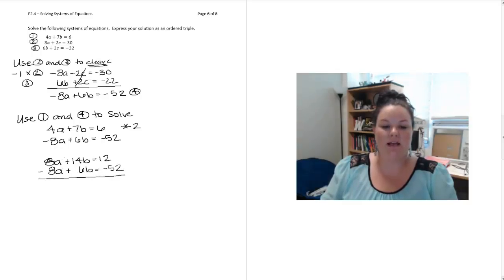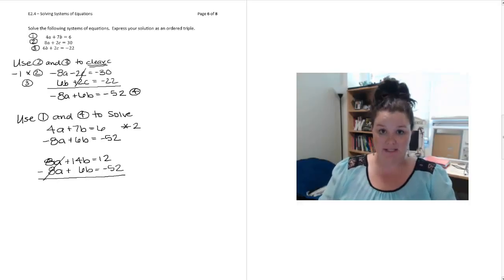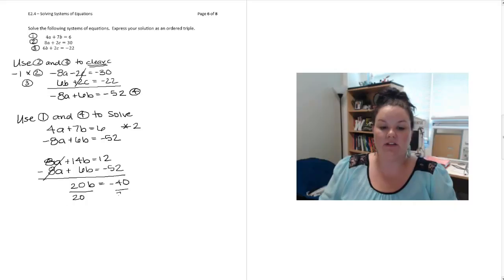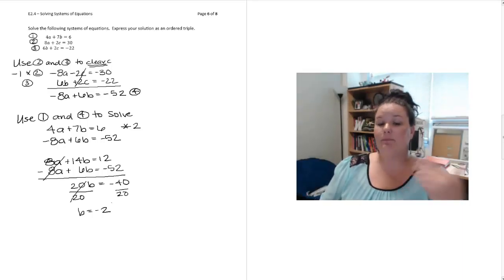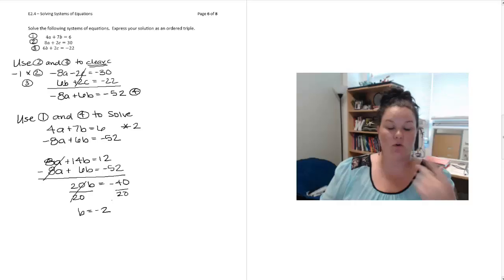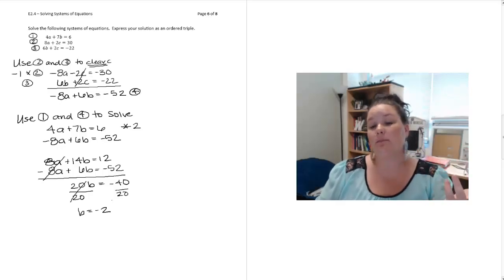I draw my line and I combine down, which causes my a's to cancel, which gives me 20b is equal to negative 40. And then to get b by itself, I just divide 20 off of each side. So I end up with b is equal to negative 2. So now that I know what b is, I can plug it back in either to equation number 1 or equation number 4 to figure out a.